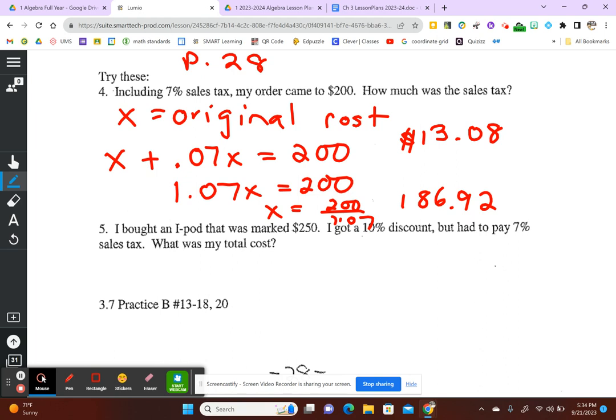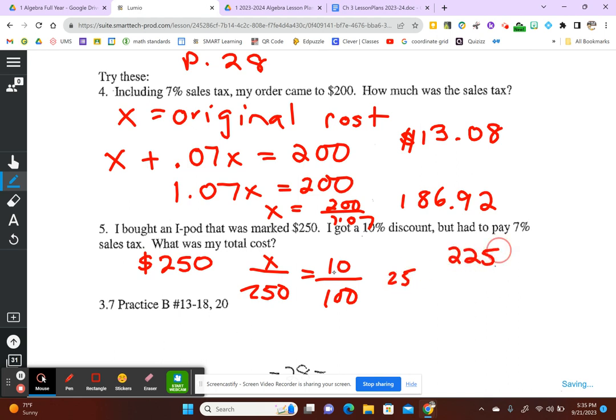Okay, now I bought an iPod that was marked $250. I got a 10% discount, but I had a 7% sales tax. What was my cost? So you could say, okay, 250, and I get a 10% discount. So you could say, what is 10% of 250? And you figure out 10% is $25. So your discounted price is 225, and then you figure out what is 7% of 225, and you could figure it out that way, step by step.